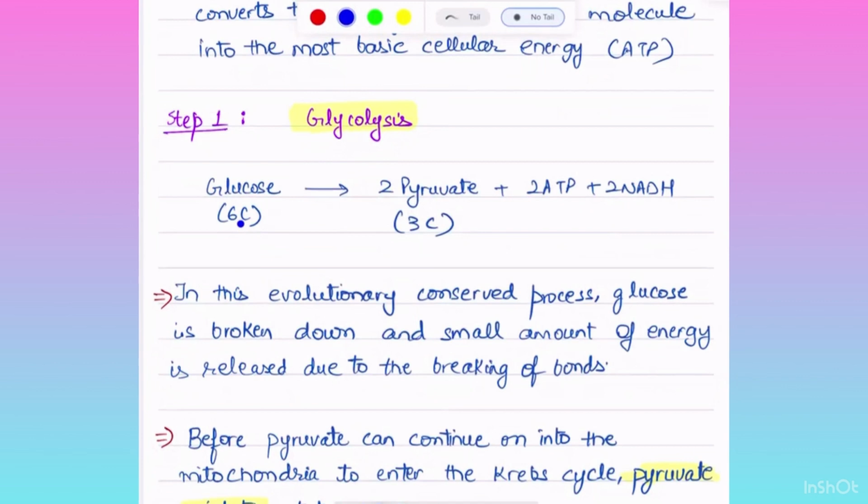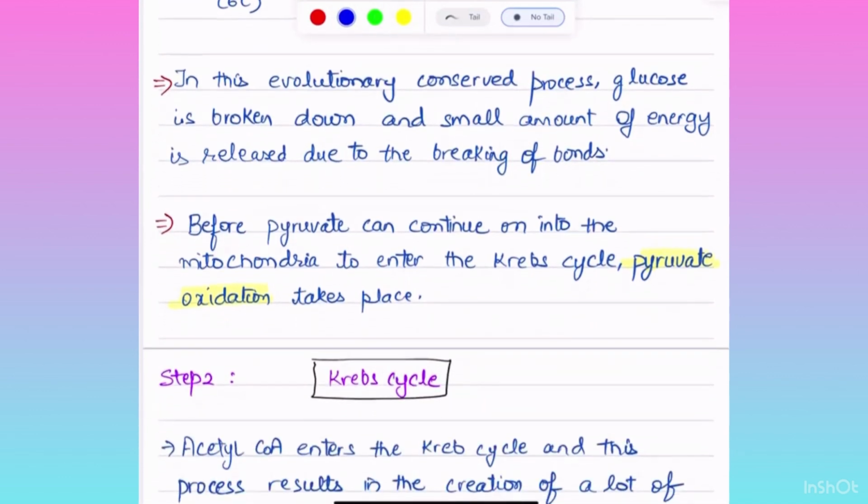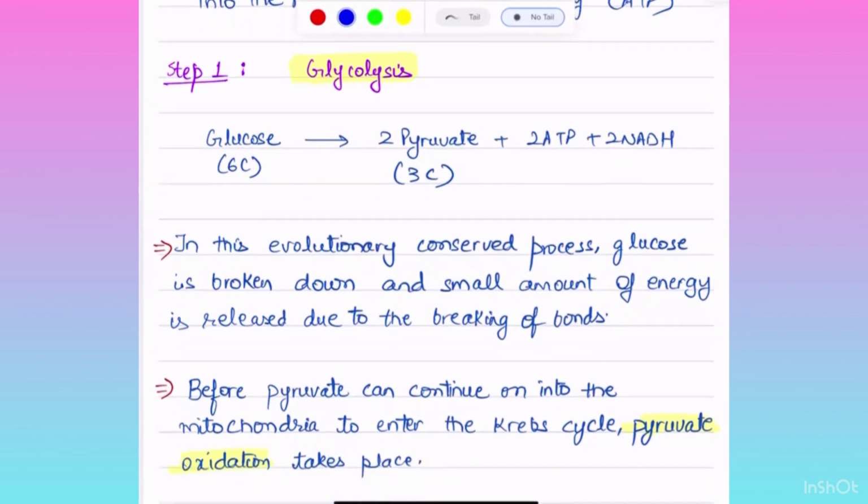A 6-carbon glucose molecule is converted to 2 pyruvate, that is 3-carbon compounds, plus 2 ATP and 2 NADH. This is an evolutionarily conserved process. This can be understood from the point that glycolysis is independent of oxygen, doesn't require oxygen, and can take place in anaerobic conditions also. When glycolysis takes place, a very small amount of energy is released. The conversion of glucose to pyruvate is independent of oxygen, so we do not require mitochondria here, and it can take place in any organism.